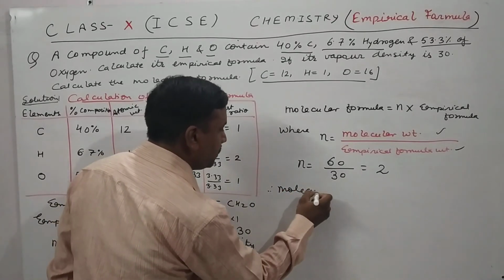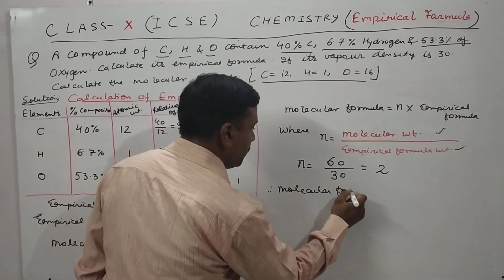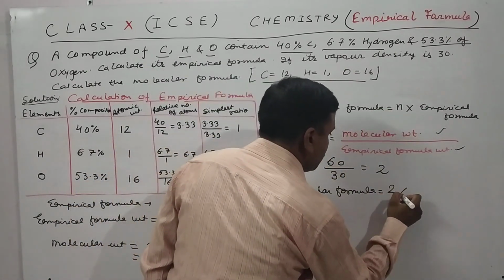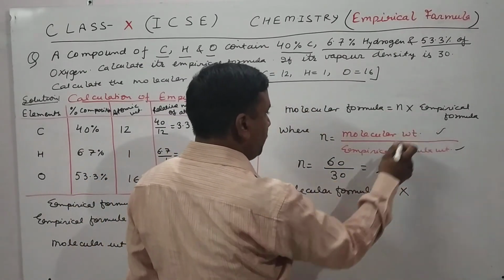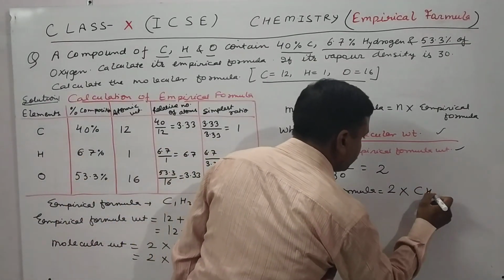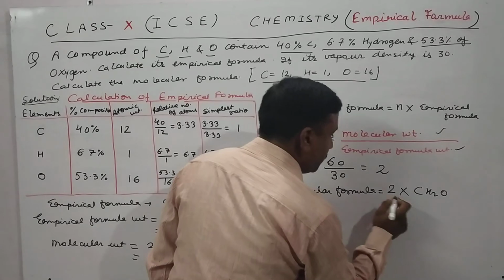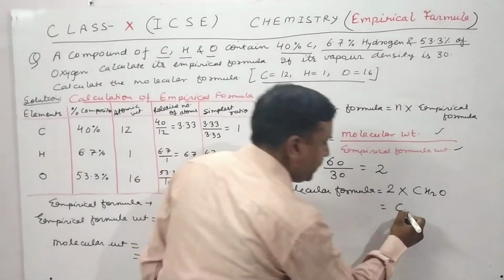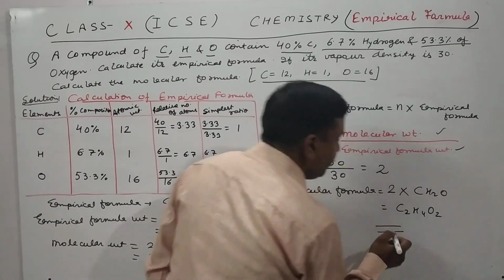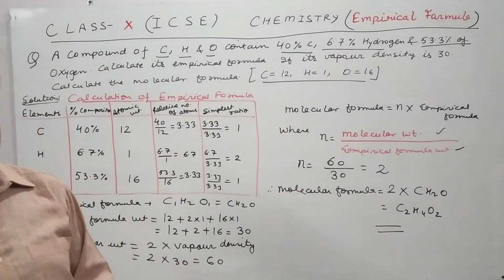Therefore molecular formula equals N, which is 2, multiplied by the empirical formula, here CH2O. Multiply this formula by 2, you will get C2H4O2. This will be the final molecular formula.